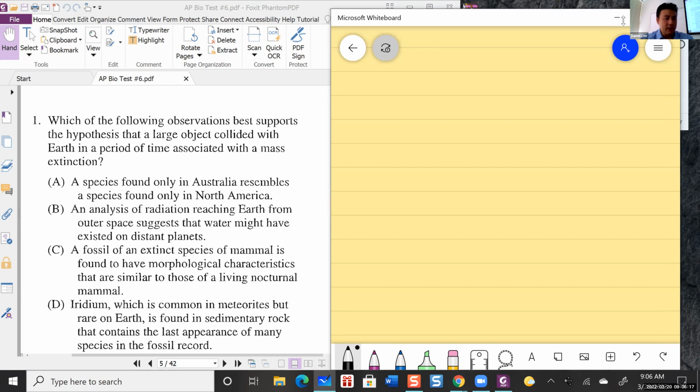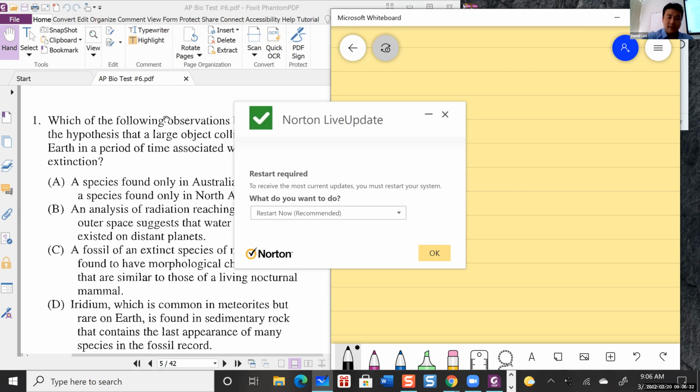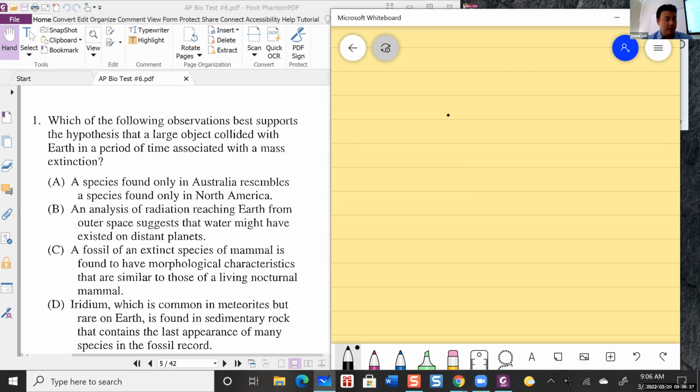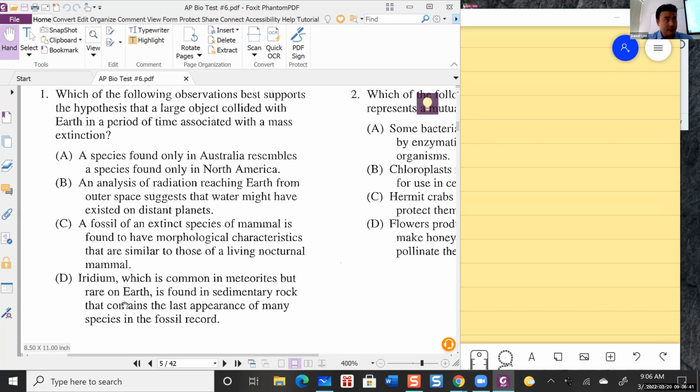Okay, so let's look at question number 1. They're looking for a hypothesis that a large object, a meteor, collided with Earth in a period of time associated with mass extinction. The last one was 65 million years ago. It was a catastrophic event that wiped out the dinosaurs. So the question is asking about the evidence of a meteor. If you didn't know this, iridium is an element found in meteorites.